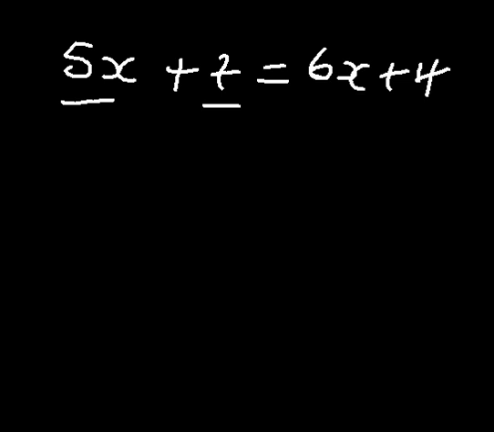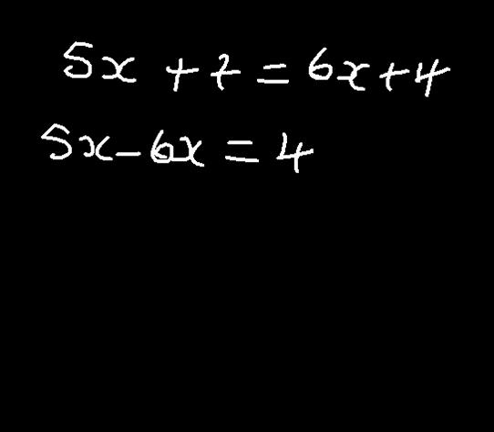We have to bring together the like terms. Do we have like terms? Yes, we have 5x and also 6x, and those terms must be brought together. So we transfer 6x to the other side, and since it is positive, it becomes negative. We'll have 5x minus 6x equal to 4. Now we also have to transfer positive 7 to the other side. Now it will be negative. We'll have it as minus 7.